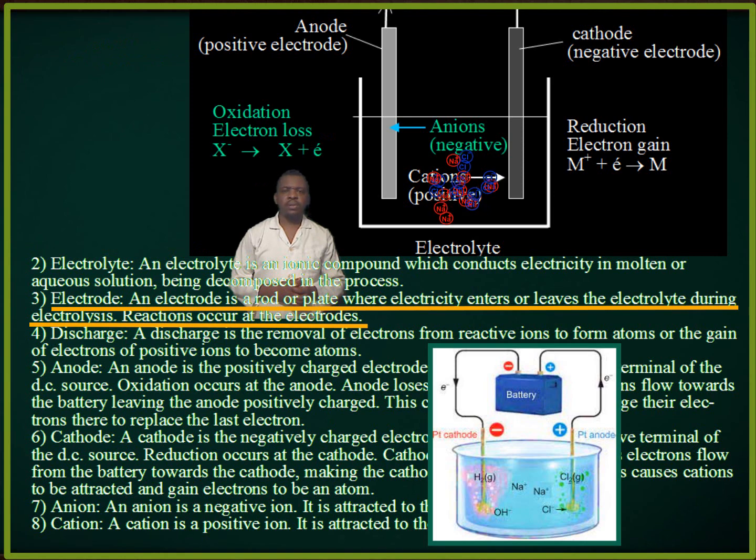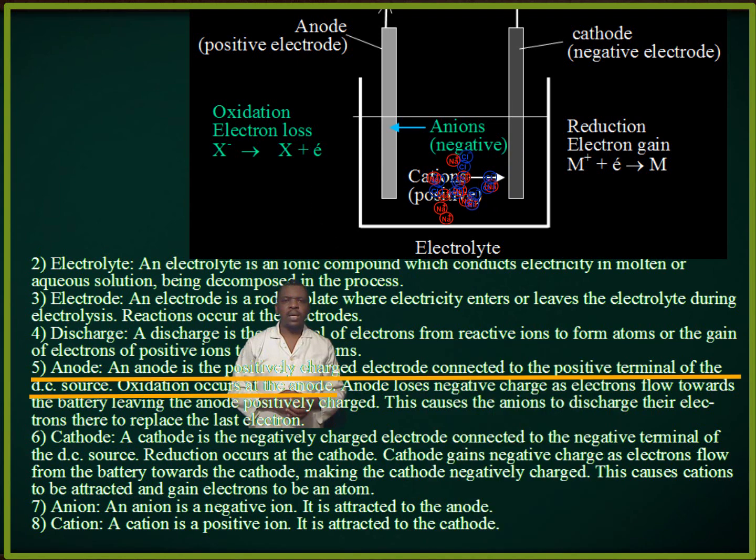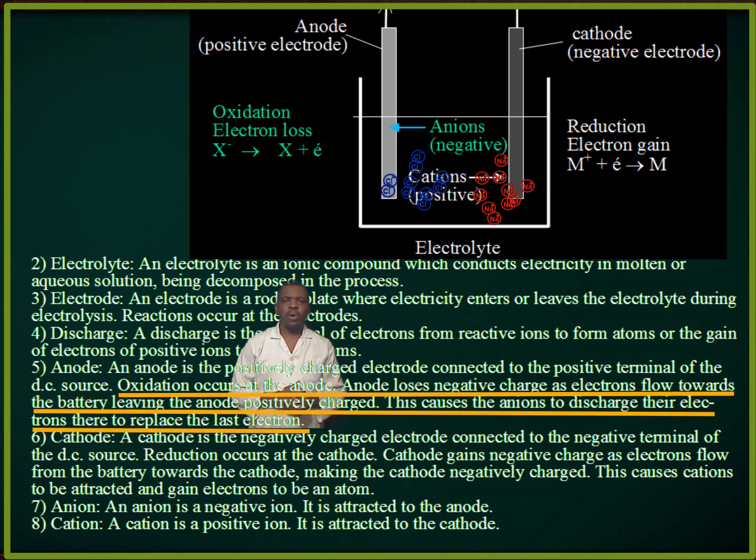During electrolysis, reactions occur at the electrodes. A discharge is the removal of electrons from reactive ions to form atoms, or the gain of electrons by positive ions to become atoms. An anode is a positively charged electrode connected to the positive terminal of the direct current source. Oxidation occurs at the anode.